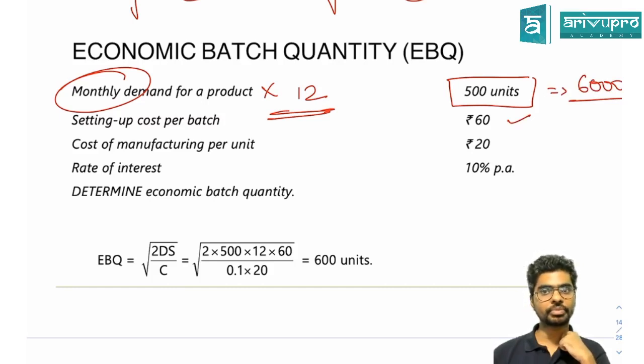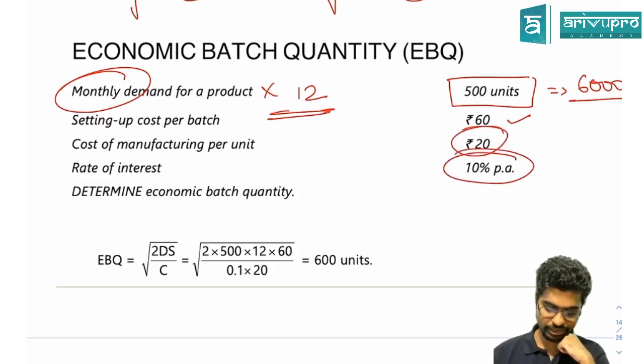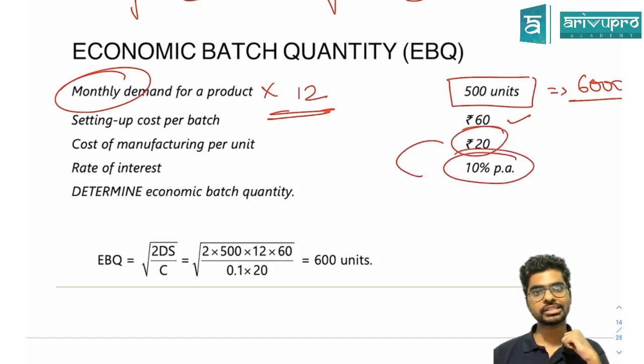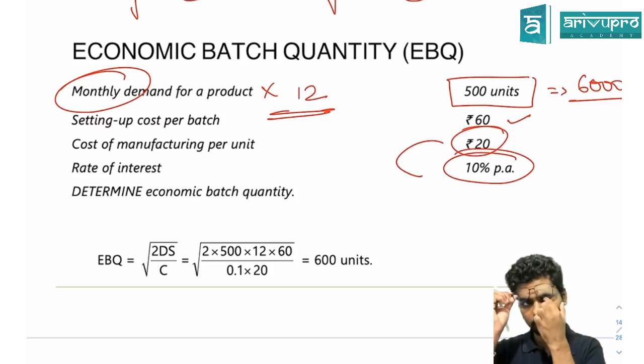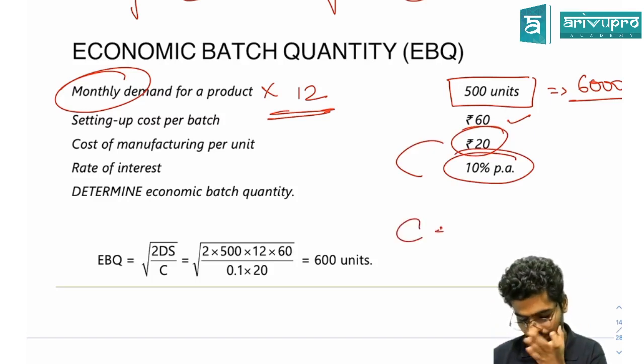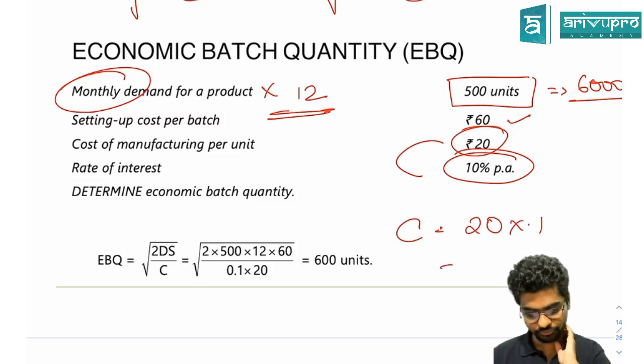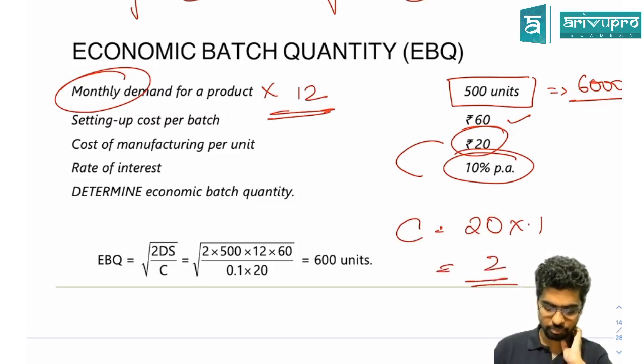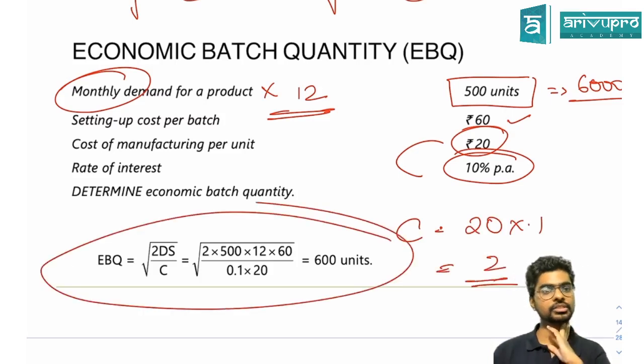Rate of interest, cost of manufacturing is 20. Rate is 10%. Now rate of interest is required for me to calculate what? My carrying cost, because carrying cost will be what? 20 into 0.1, which will be 2. So now apply it to the formula, you get 600 units.